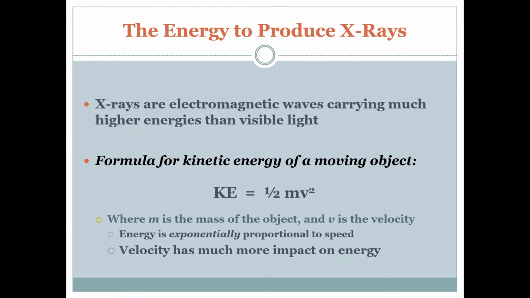The important takeaway from this is that energy is exponentially proportional to speed, and velocity, speed, has much more impact on energy than mass does. Notice the kinetic energy is taken by the velocity squared, whereas the mass is halved. Mass is a form of energy, but in our case, the movement of that mass, the velocity of that mass, has a greater impact on the total kinetic energy of the object.